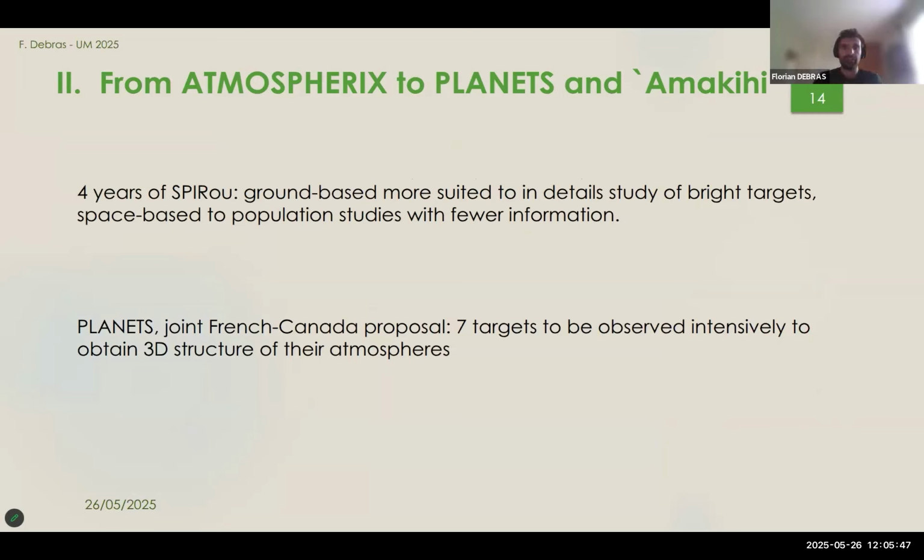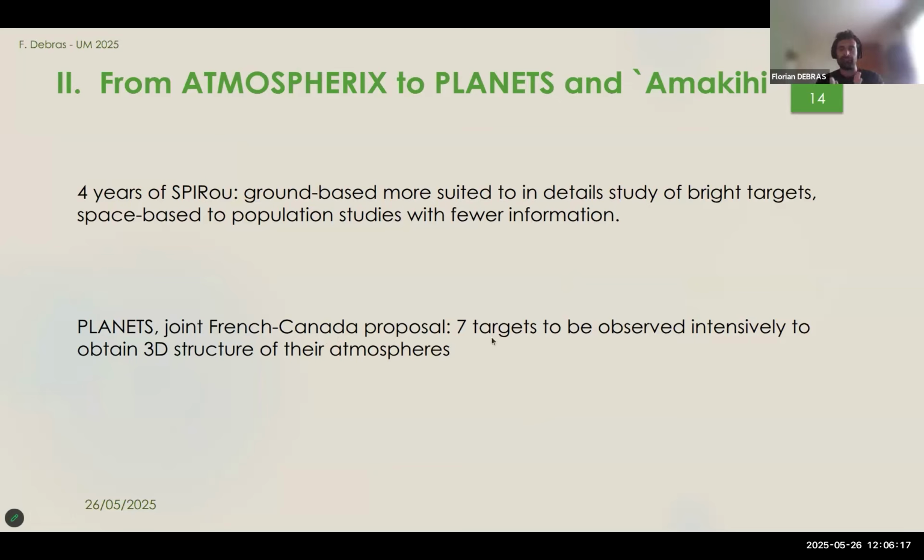So after 4 years of ATMOSPHERIX and SPIRou, ATMOSPHERIX is really the path that leads to the present, which is PLANETS. What we really realized, and we joined this with the Canadian team, is that ground-based instruments, at least with the telescope sizes we have today, are really suited for the in-depth study of bright targets. They are not so suited to detect very faint signatures on very difficult targets. This is more adapted to space-based situations. And so what we've done is submit this large program, PLANETS, and on the ATMOSPHERIX part, this program is accepted and ongoing.